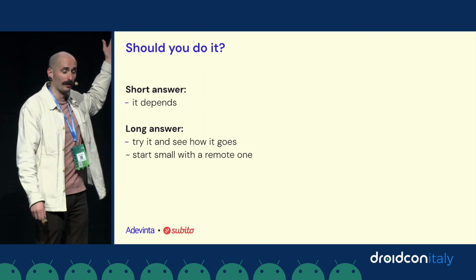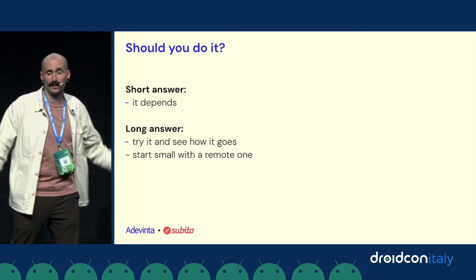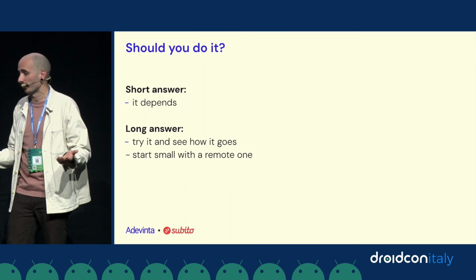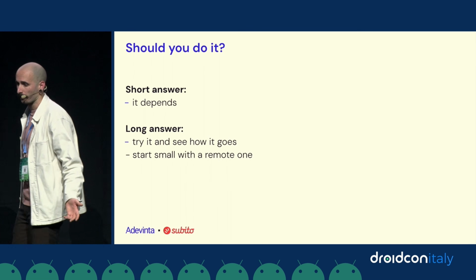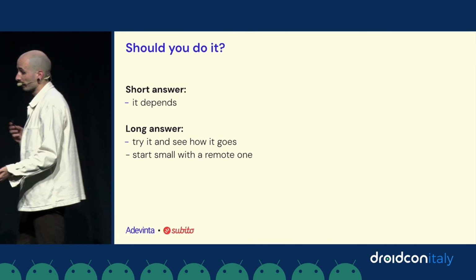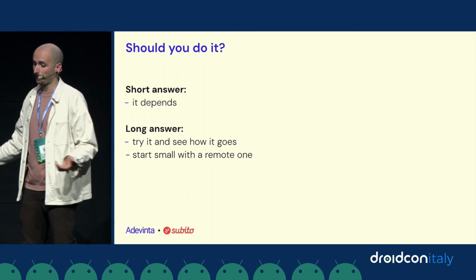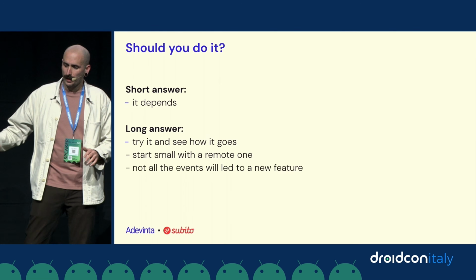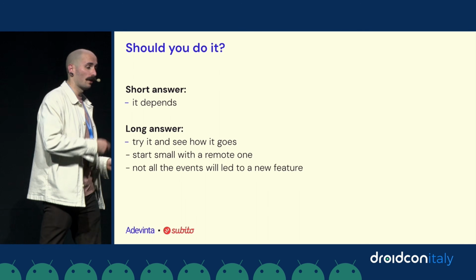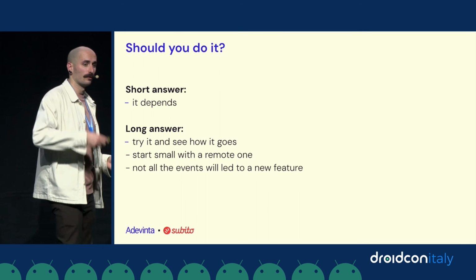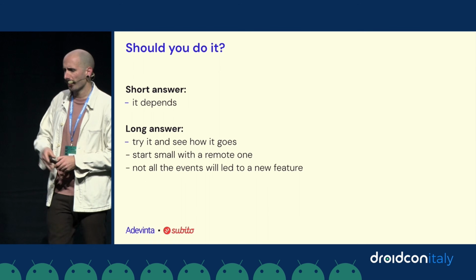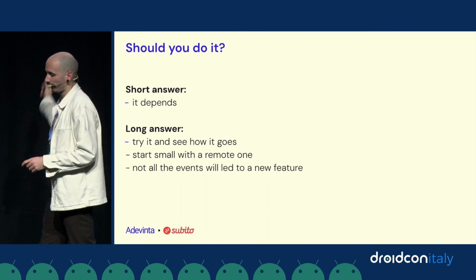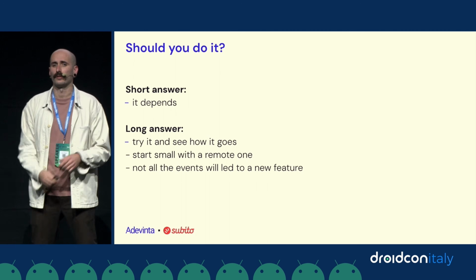Maybe start with a smaller and simpler one, which as I said are the remote ones, especially if your company is mostly remote, with people all around Europe, all around the world. It's a good idea to do it remotely, especially because it's way easier to organize. And remember that not all the events will lead to a production feature. But don't give up. It's not all bad when an event doesn't lead to a production feature.